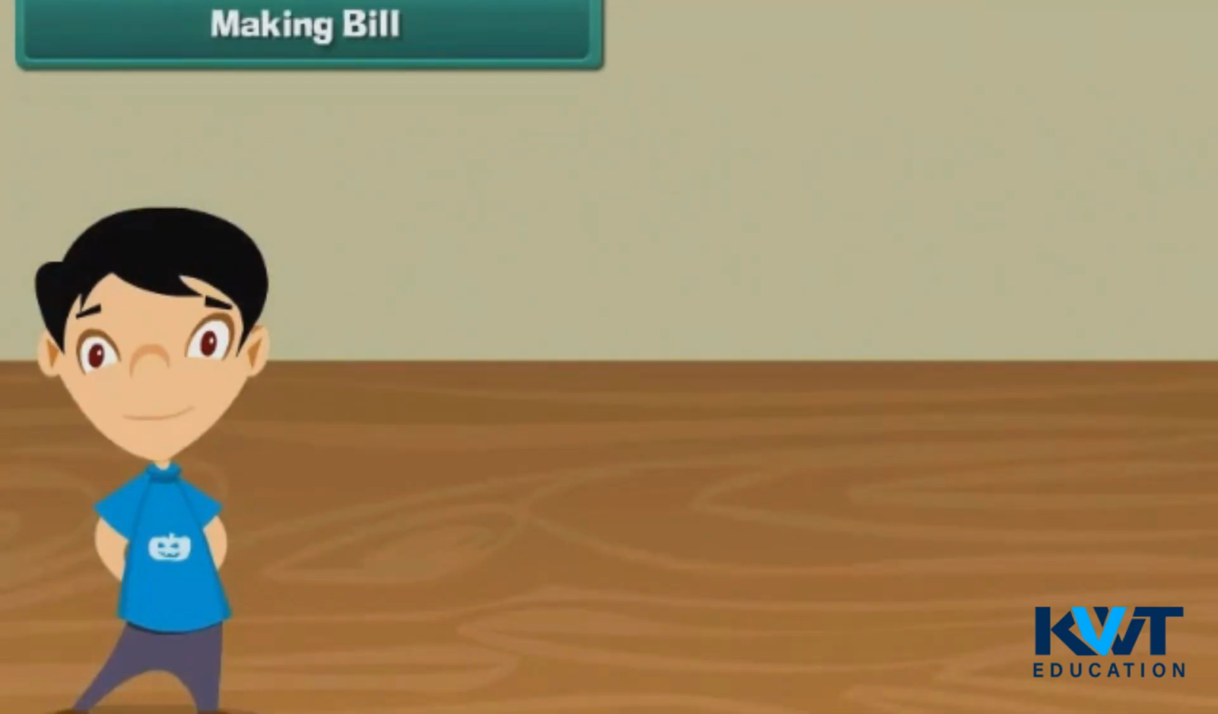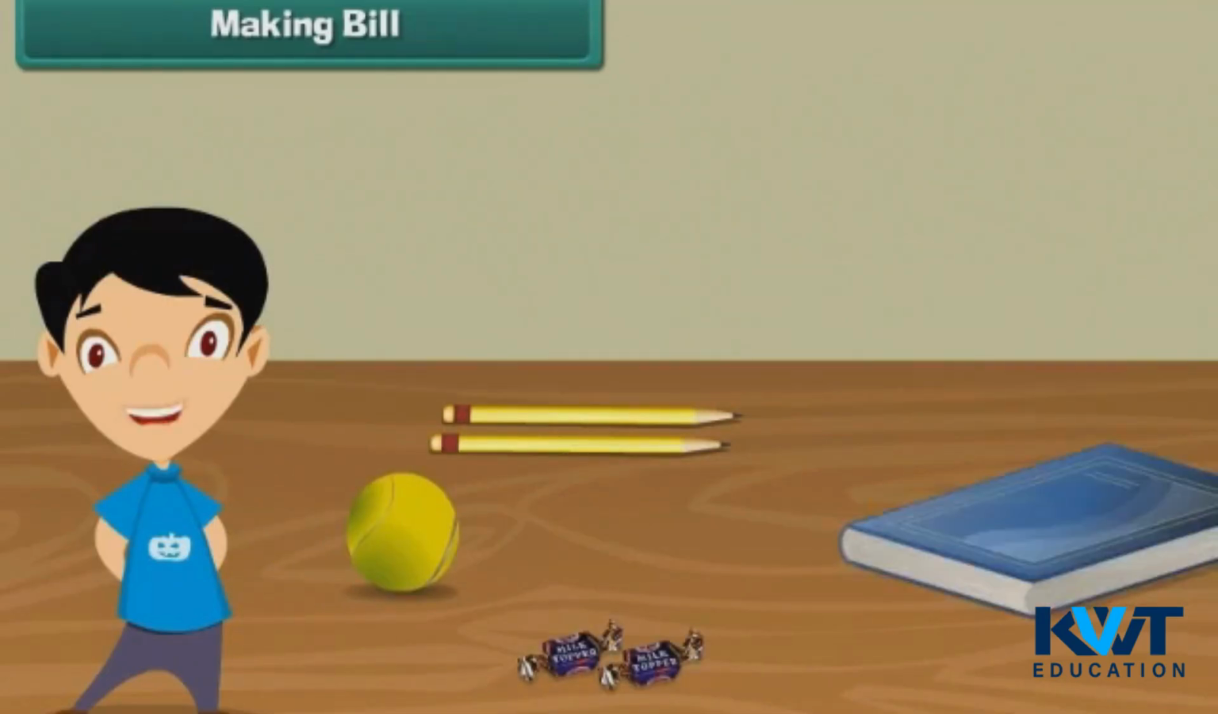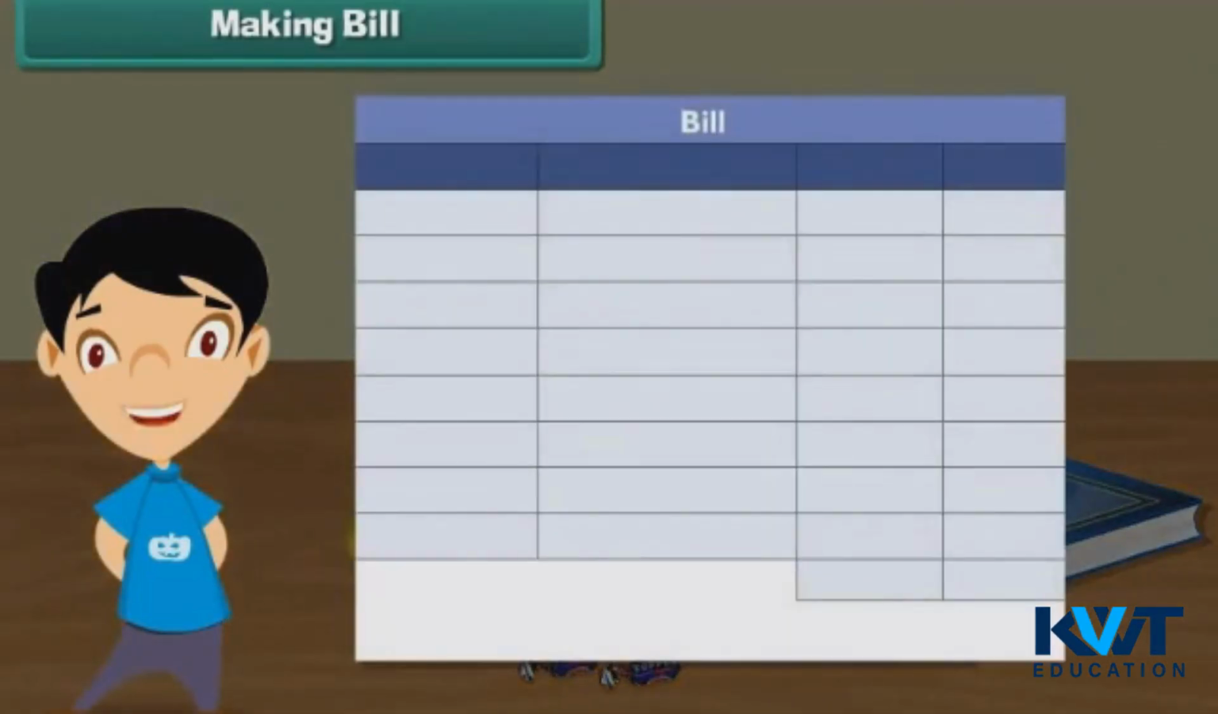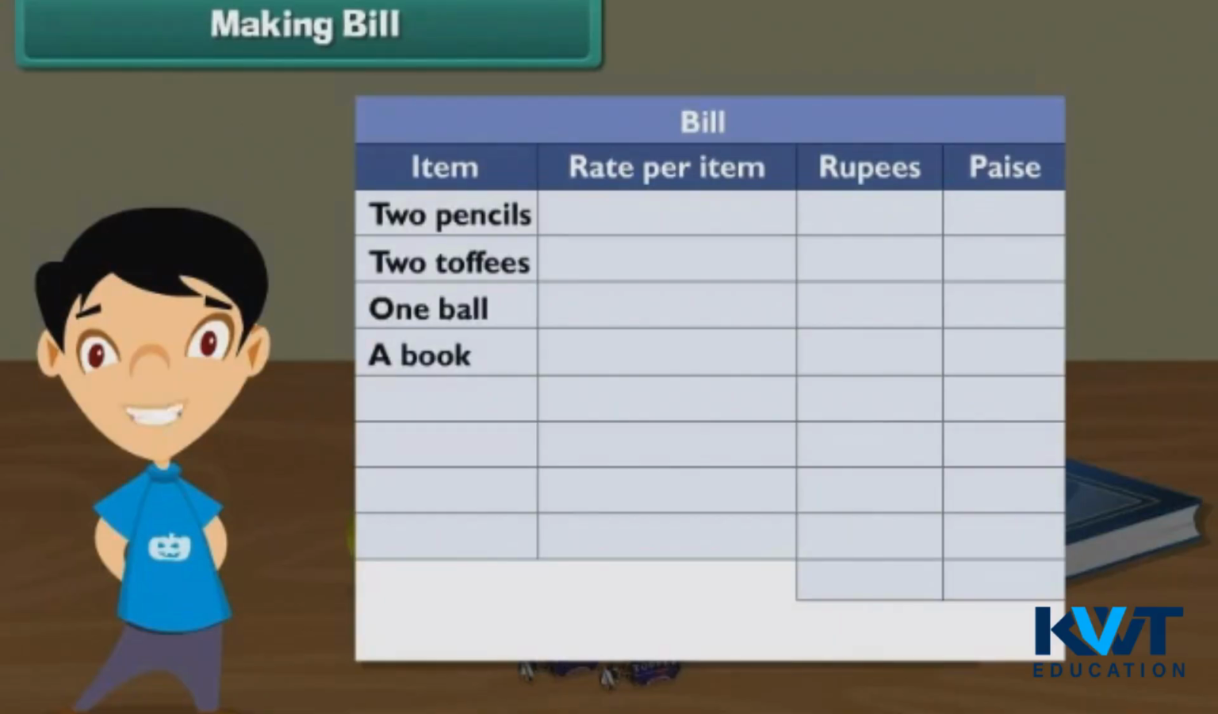Making bill. Now we will learn how to make a bill. Ramita bought 2 pencils, 2 toffees, 1 ball, and a book. Prepare a bill for Ramita. Make 4 columns. Item, rate per item, rupees and paise. Under the item column, write the names of the different items purchased. Under the rate per item column, write 2 rupees, 1 rupee 25 paise, 5 rupees and 10 rupees against pencil, toffees, ball and book.